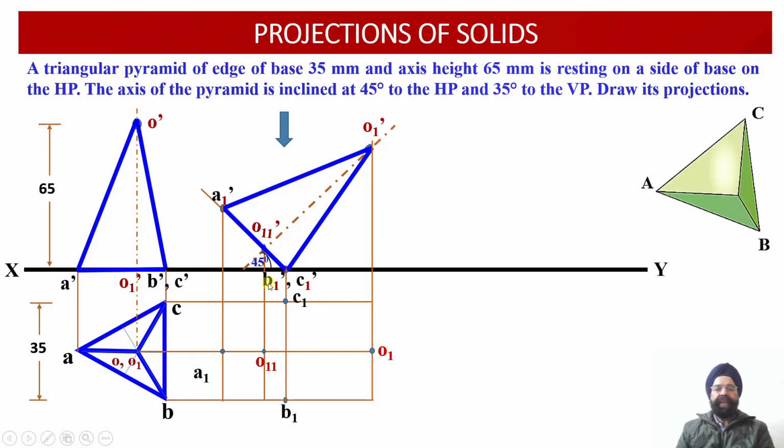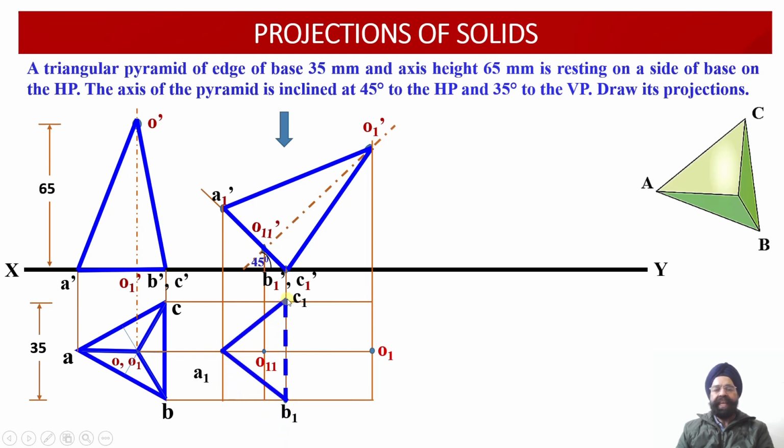Now B1 dash and C1 dash points are located at the farthest distance away from the observer. So all the edges or lines joining B1 and C1 in the top view will be drawn dotted, unless those edges appear as the boundary of the object. So let us join these points, A1 with B1, B1 with C1 and C1 with A1.